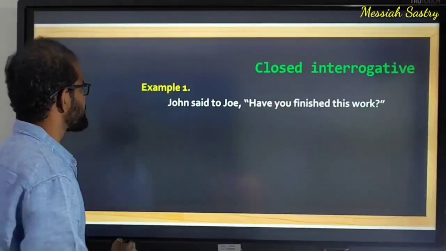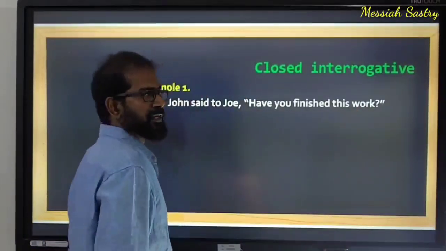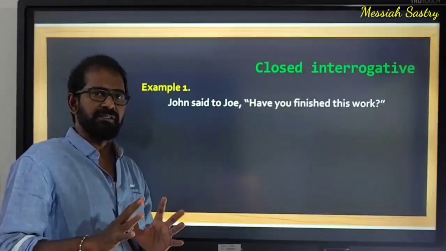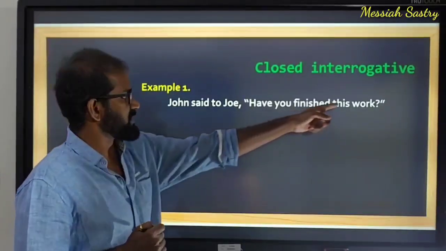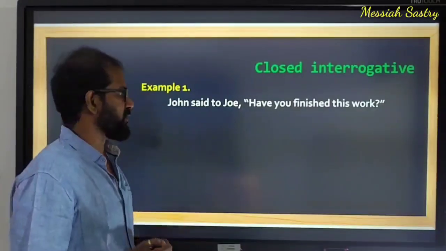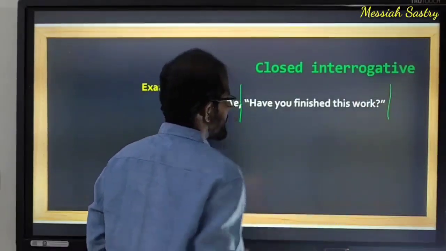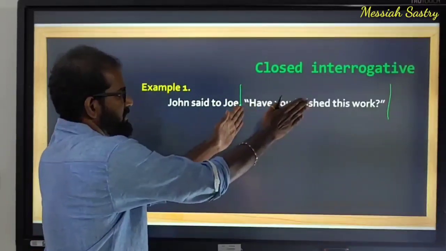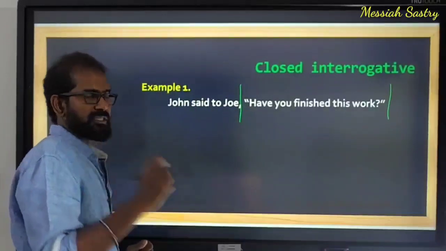Let's take an example. John said to Joe, "Have you finished this work?" I told you already that what is most important while changing direct to indirect is the reported clause. What is the reported clause in the given sentence? "Have you finished this work?" The reported clause is the words or sentence in inverted commas. So what kind of sentence is it? This is a closed interrogative sentence.